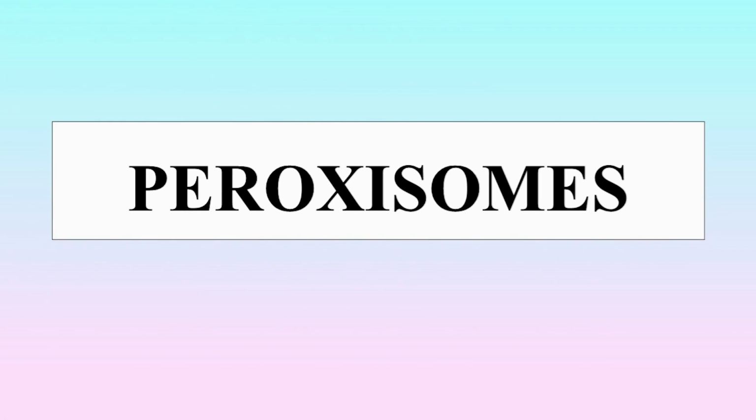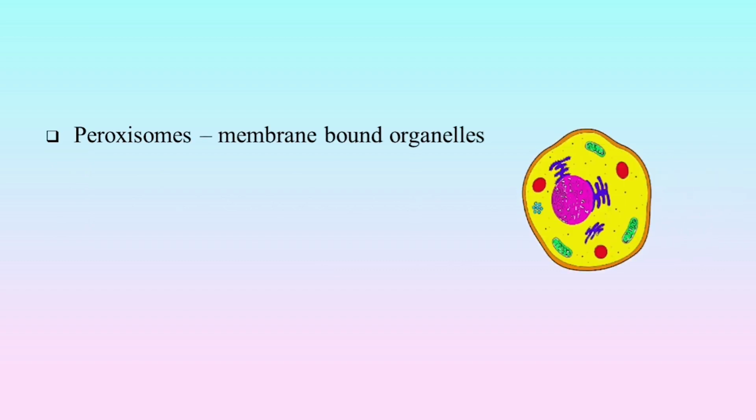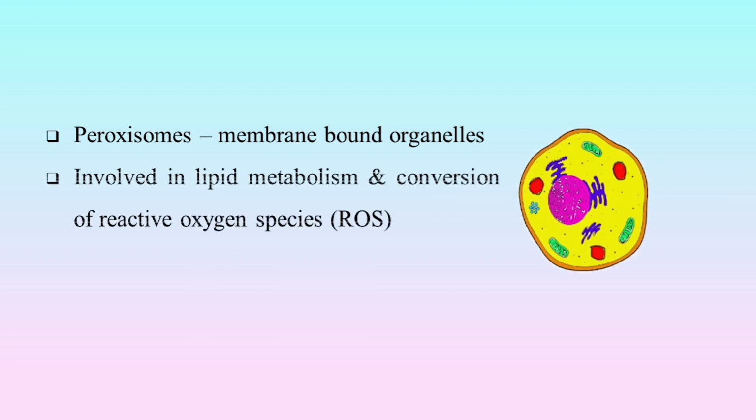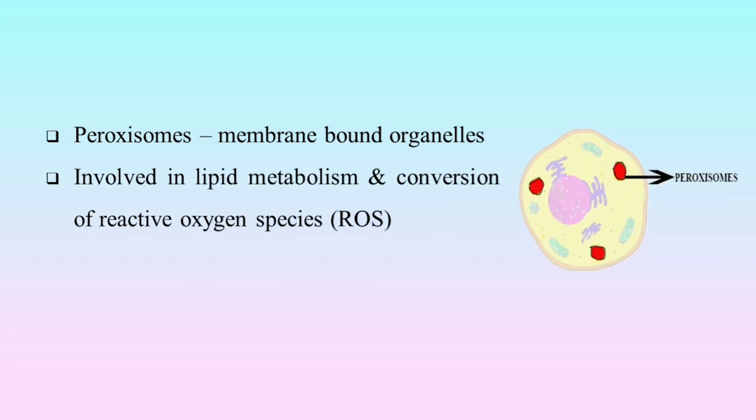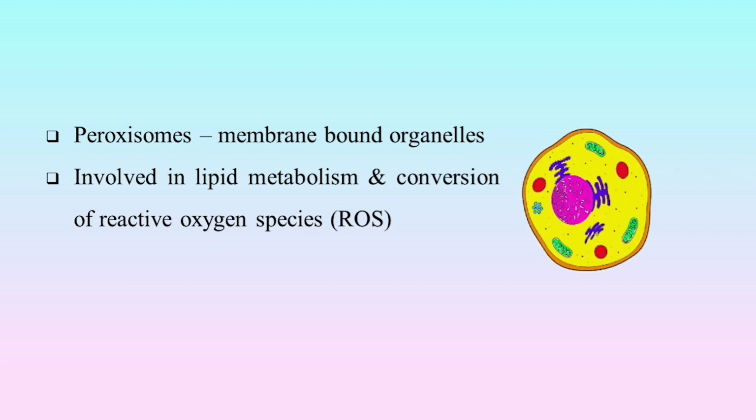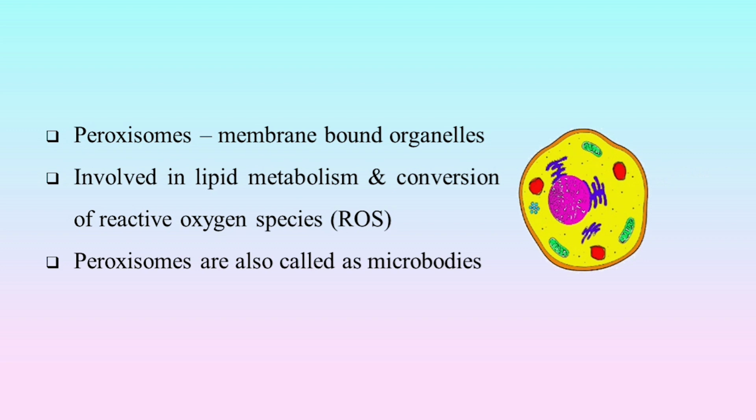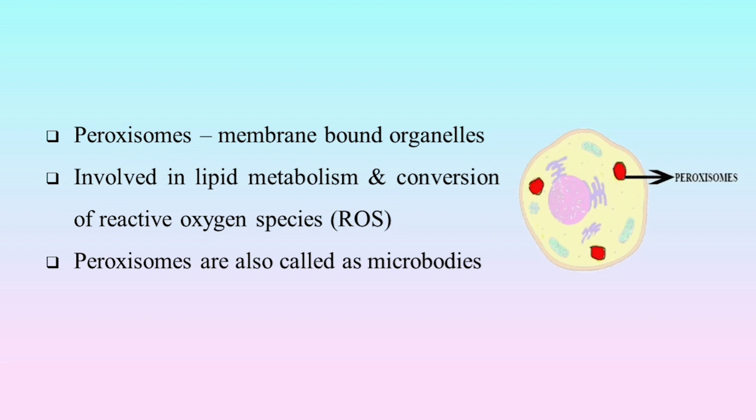Peroxisomes. Peroxisomes are membrane-bound organelles in eukaryotic cells. They are involved in lipid metabolism and in the conversion of reactive oxygen species, otherwise known as ROS. Peroxisomes are also called microbodies, found in all eukaryotic cells.